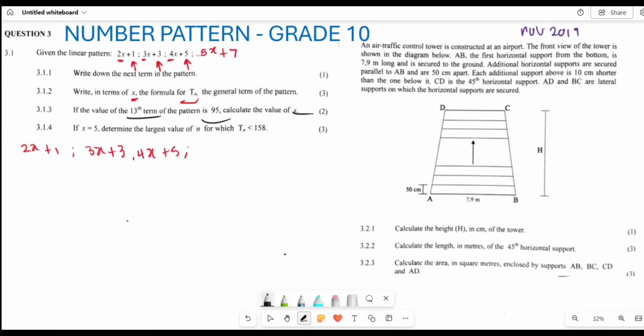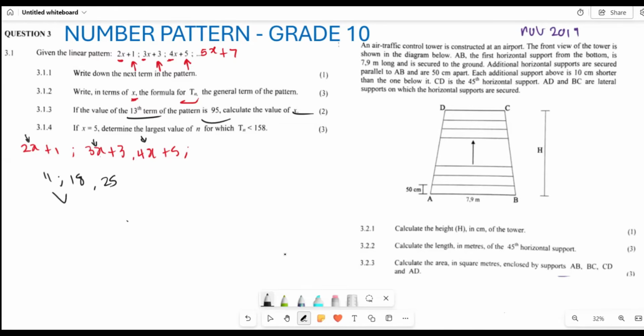So let's find out this pattern. If you substitute 5 here, 2 multiplied by 5 is 10, 10 plus 1 is going to be 11. 3 multiplied by 5 is 15, 15 plus 3 is going to be 18. Even in the x, when you put 5 here, 4 multiplied by 5 is going to be 20, 20 plus that is going to be the same as 25.